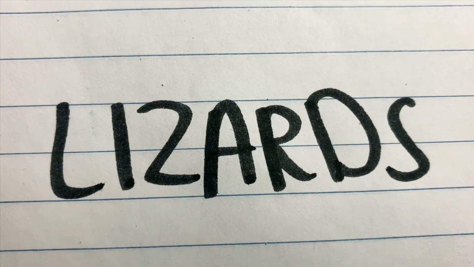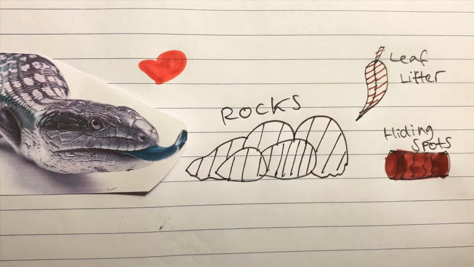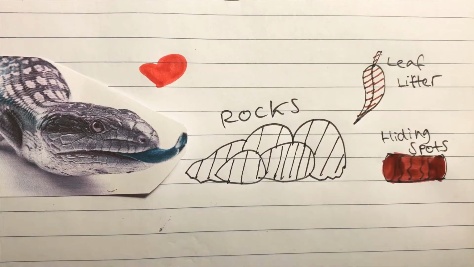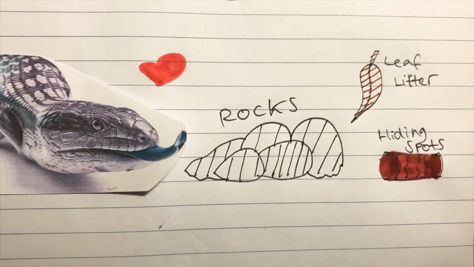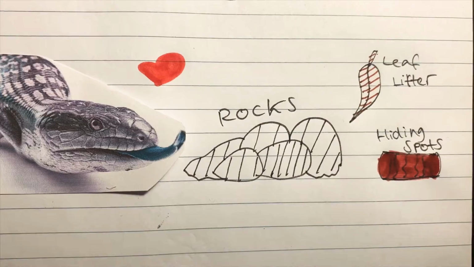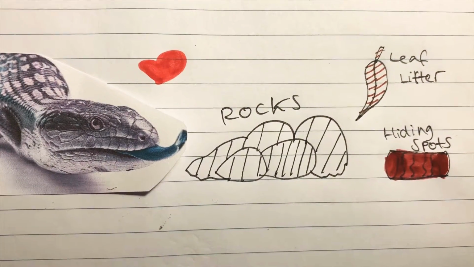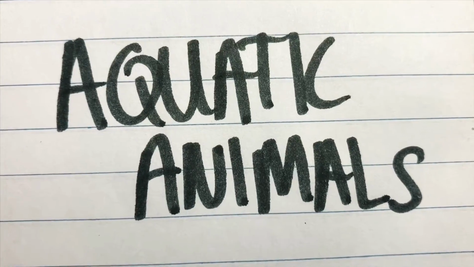Next, let's look at lizards. We can support lizard populations of species such as the blue-tongued skink by having rocky areas for them to breed in, leaf litter for them to forage in, and hiding spots for them to keep away from predators.